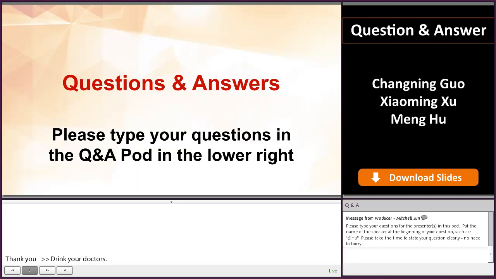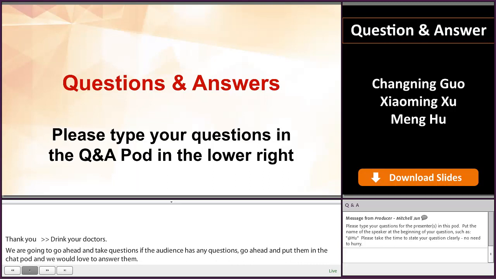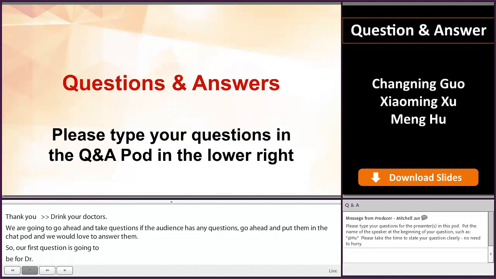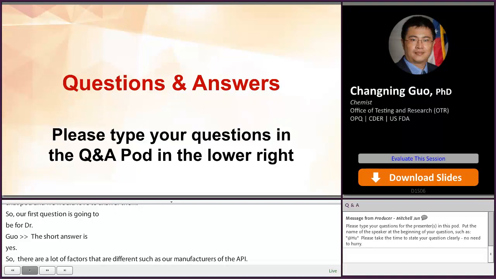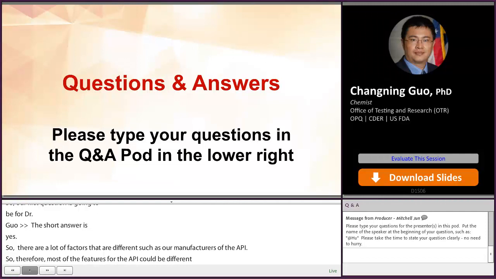Will method development and validation be required for both RLD and test products? The short answer is yes. Although the test product was generally designed to be similar or equivalent to the RLD, a lot of factors are different, such as the manufacturing source of the API and the excipient. Therefore, most of the morphology features for the API and the excipient could be different for the RLD and the test product, so method development and validation are required for both. Hopefully, because the drug products are designed to be similar, the method should be similar, and the validation should be an easy process.